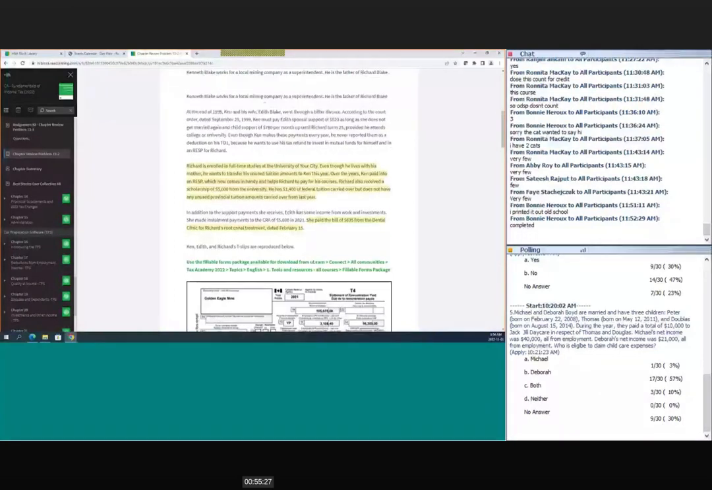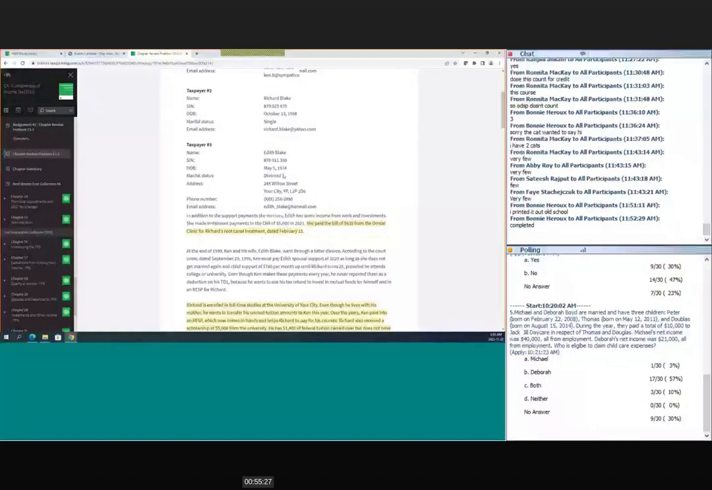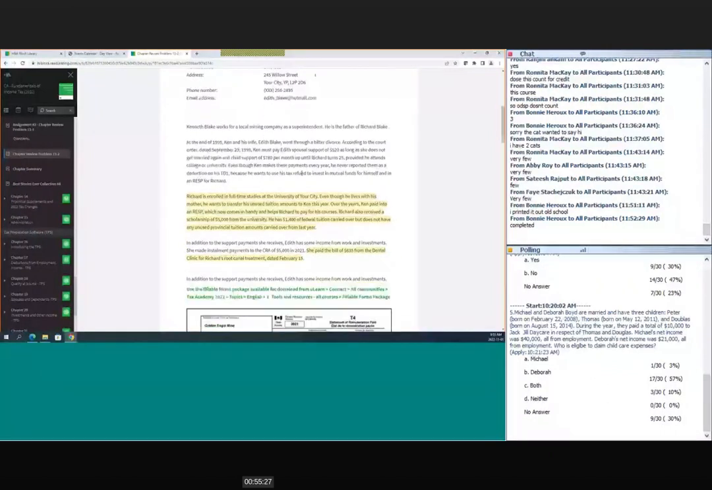So what do we have here? Kenneth Blake works for a local mining company as a superintendent. He is the father of Richard. At the end of 1999, Ken and his wife went through a bitter divorce. According to the court order dated September 29, 1999, Ken must pay Edith support payments of $520 as long as she doesn't get remarried, and child support of $780 per month until Richard turns 25. Because the problem states that she's divorced, you know that there hasn't been a change in marital status for her. So we're going to assume that she is divorced and single. Or she could be dating somebody, who knows.